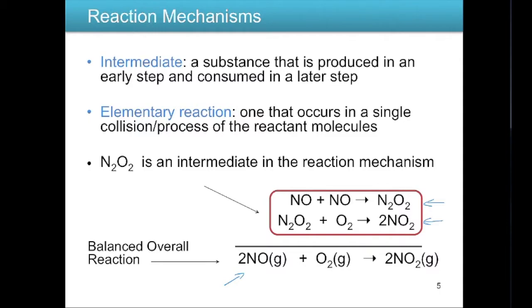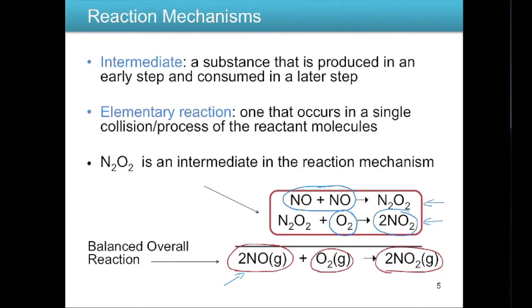Now we should be able to look at the reaction mechanism and be able to derive the overall chemical equation. So if we look at the overall reaction, we have two NOs, and in our reaction mechanism we have two NOs in step 1. In the overall reaction we have one O2, and in step 2 we have one O2. In the products of the overall reaction we have two NO2 gas molecules, and in step 2 of the mechanism we have two NO2 molecules.